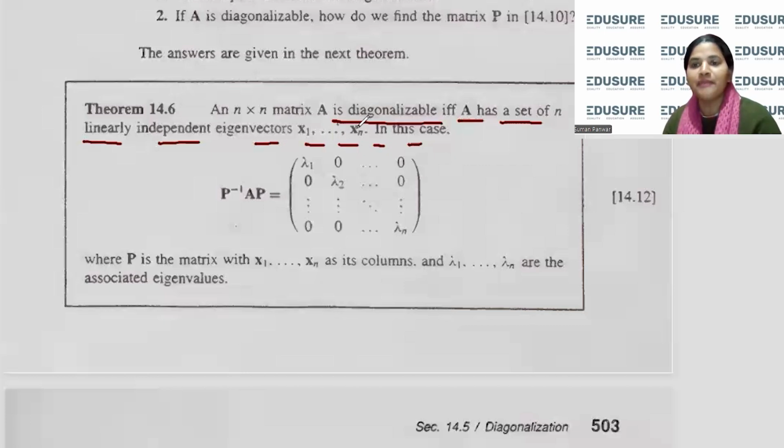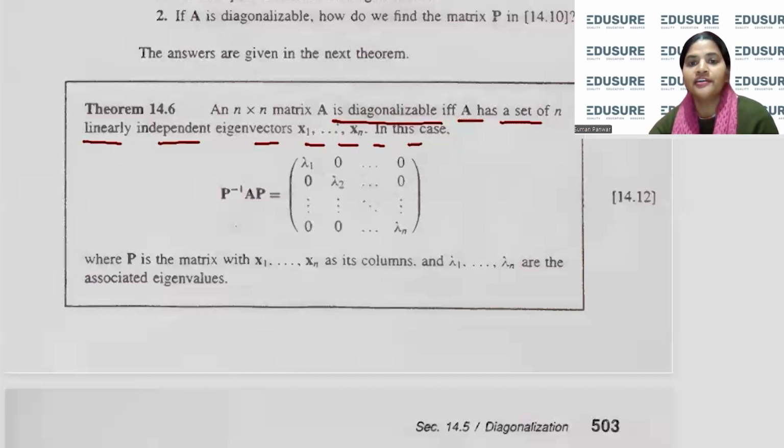Okay. So always remember how to prove that a matrix is diagonalizable or not. You will just have to prove that the vectors are linearly independent. And always remember one very important result. If the eigenvalues are all different, okay, if a 3x3 matrix has 3 eigenvalues and all three are different, then the eigenvectors associated with them are going to be linearly independent. That is also a beautiful result.